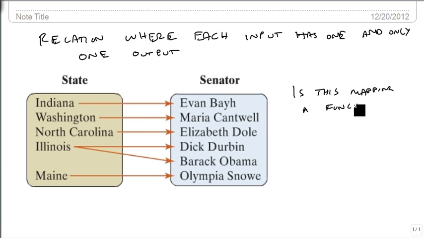We're going to say, is this a function? And what we're going to do is look at each input. We're going to make sure, does that input go to only one output? So all we have to do is follow the arrow. Indiana works just fine because there's only one coming out of it. Washington, there's only one coming out of it. North Carolina, there's only one coming out of it. As soon as we get to Illinois, there's two arrows coming from it. So the answer is no, because there's too many outputs for the state Illinois.